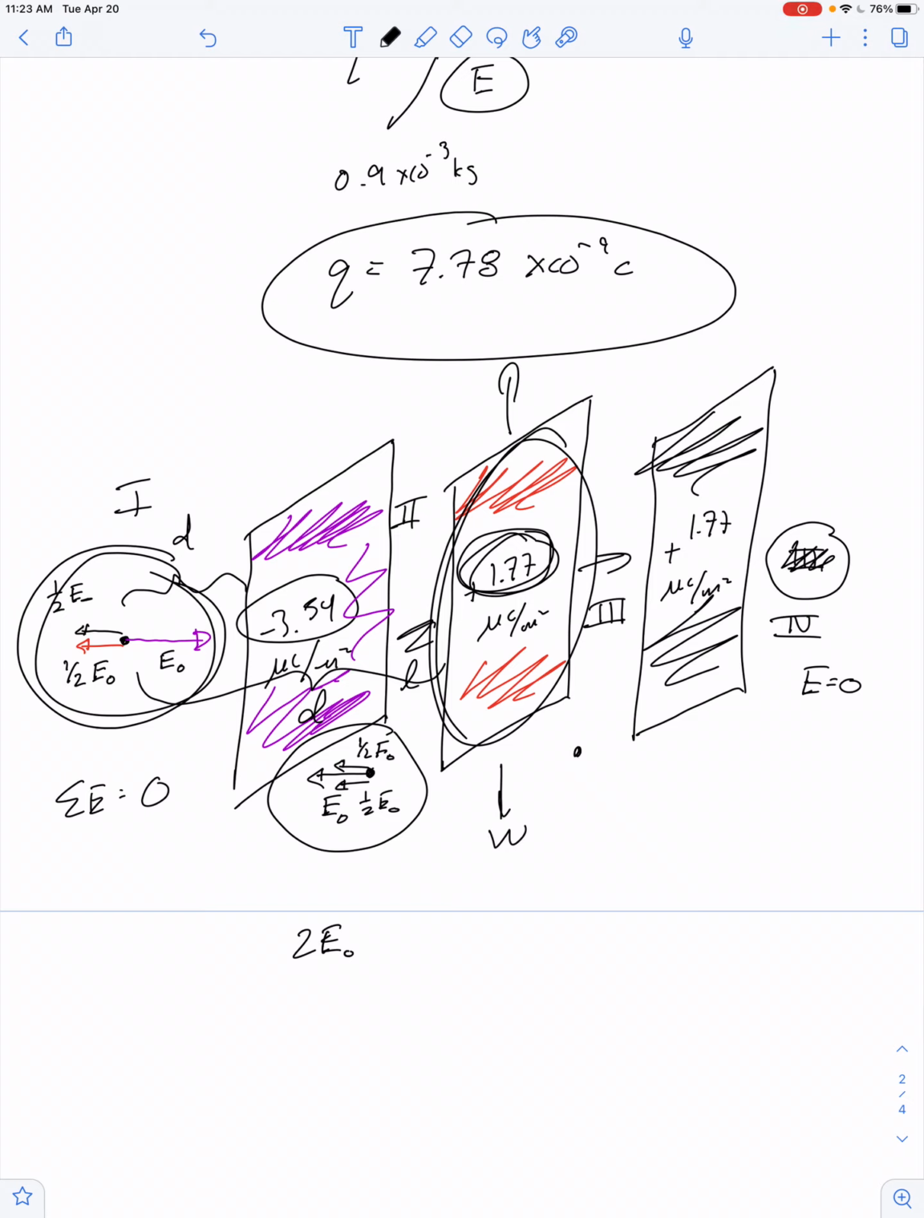However, in region 3, we're going to have this vector to the left that I'll call E naught. There's a vector to the right of 1/2 E naught, and there's a vector to the left of 1/2 E naught. So clearly the greatest strength field is going to be in region number 2, and that was our answer to part E of this quiz.